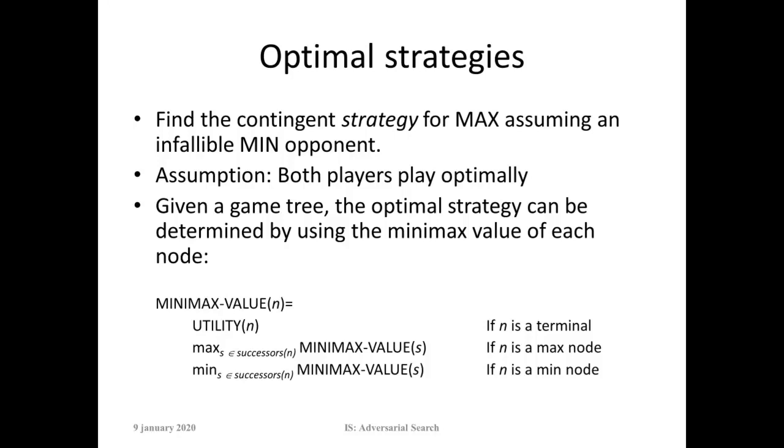Namely, I take the maximum of the minimax values of the successors of the node that I'm in, if n is a max node. So if it is max's turn to play, then all he has to do is take the maximum value, and then apply the same procedure on the successor nodes, on the children, but apply it in a min way.